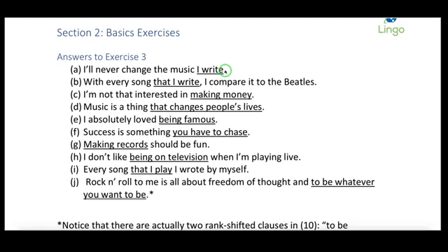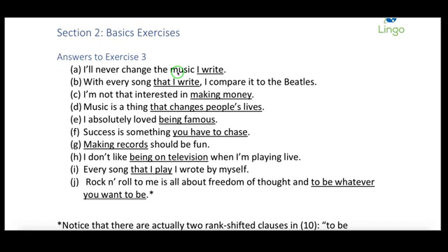But only one of them is the main clause. The other one is rank shifted, or operating at the function of the group. What's the main verb group? Will never change. I'll never change the music that I write. So this underlined section here is the rank shifted clause, because I write is just part of this noun group, or nominal group, the music.